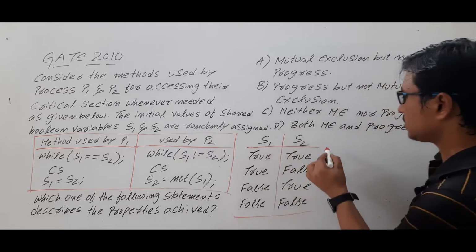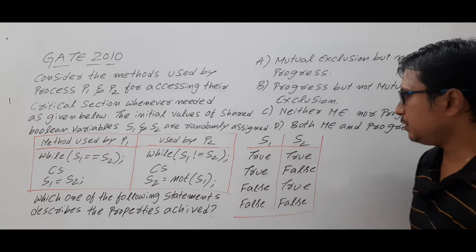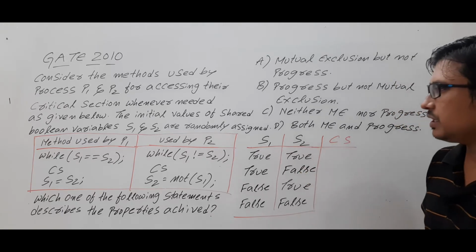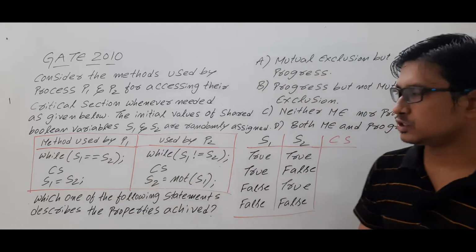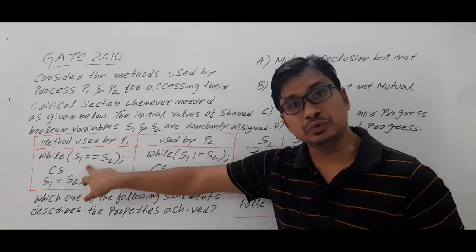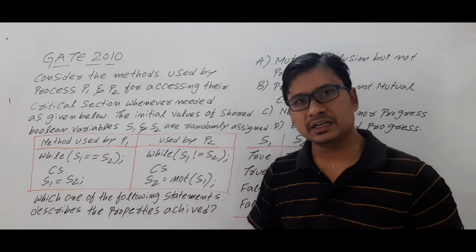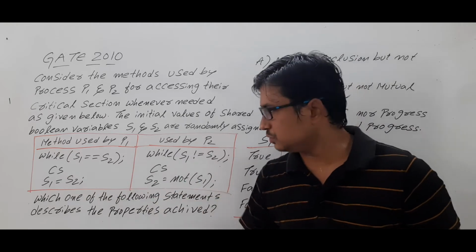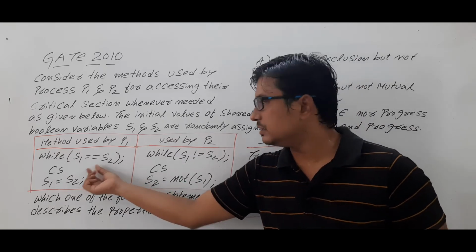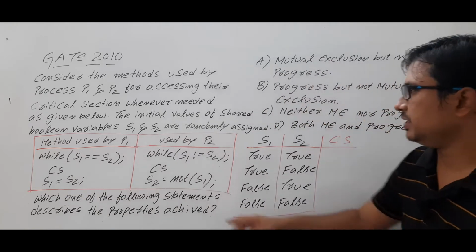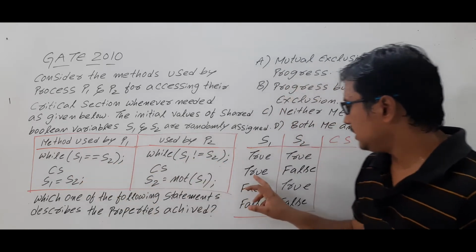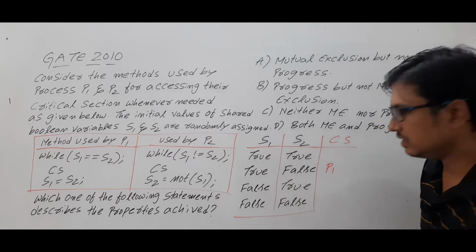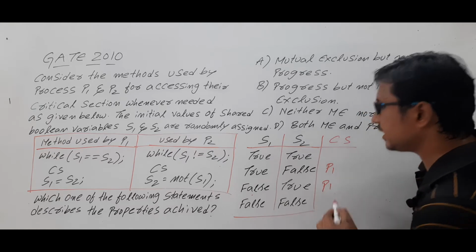Now look at the method used by P1 and P2. Which one will enter into the critical section? Now look at here. S1 is equal to S2, meaning this condition is true. If this condition is true, can P1 enter into the critical section? No. Am I right? If S1 not equal to S2, then this will be false, and then only it can enter into the critical section. Meaning that if it is true and false, process P1 can enter into the critical section. False and true, then only it can enter into the critical section.